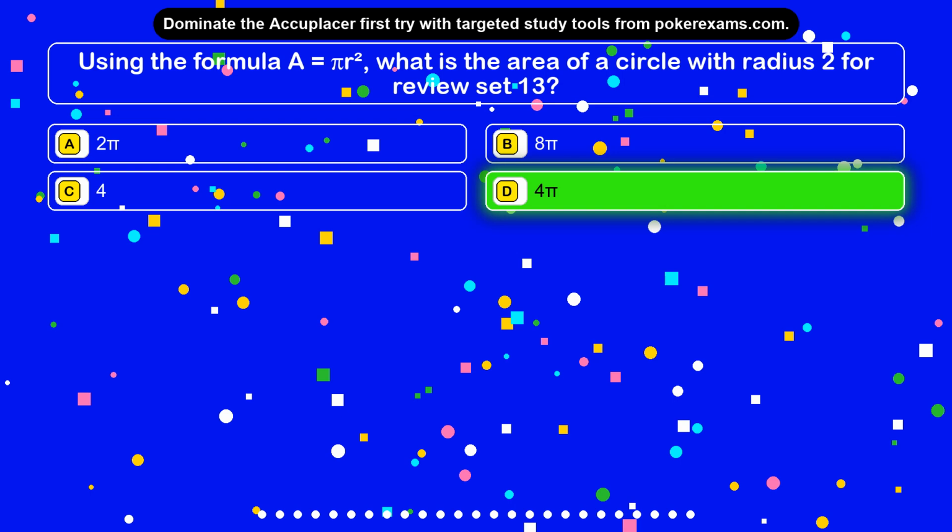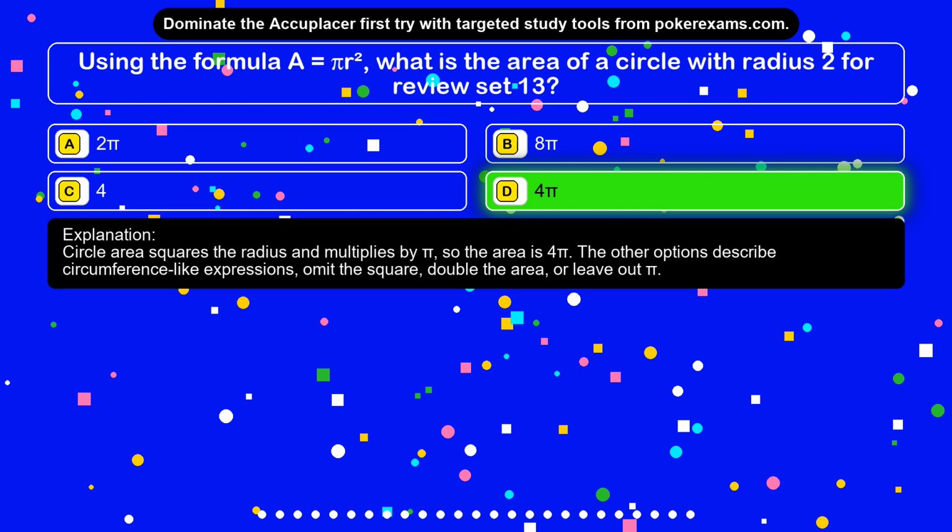The correct answer is option D, 4 pi. Circle area squares the radius and multiplies by pi, so the area is 4 pi. The other options describe circumference-like expressions: omit the square, double the area, or leave out pi.